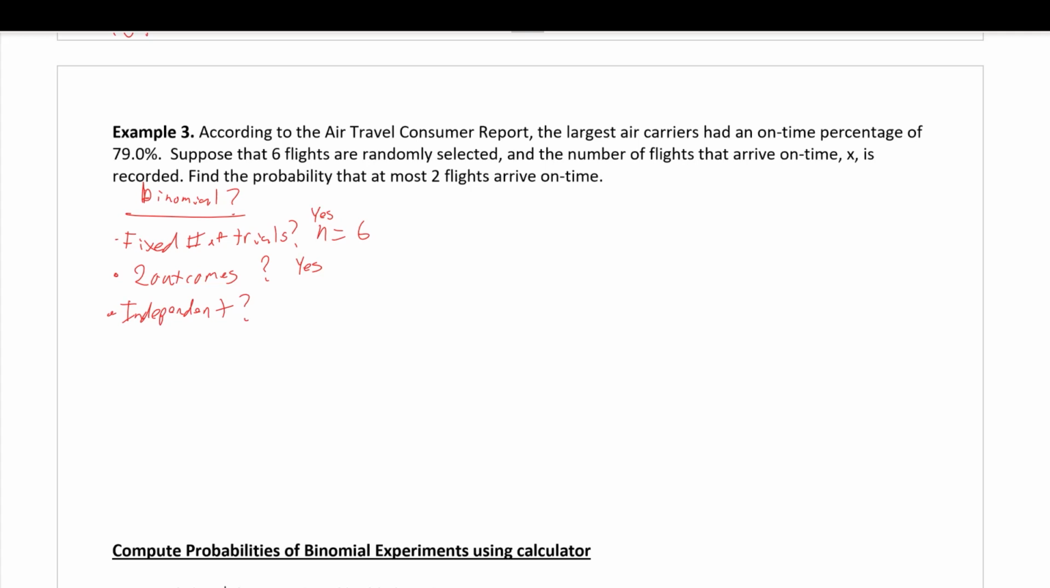Well, if you're talking about a flight and then the flight right after shows up, one might actually affect the probability of another showing up on time if they're just in sequence or something. But the fact that we're randomly selecting them essentially eliminates that, right? We're randomly selecting them, so essentially they don't depend on each other. And then, is the probability of success the same in each trial?